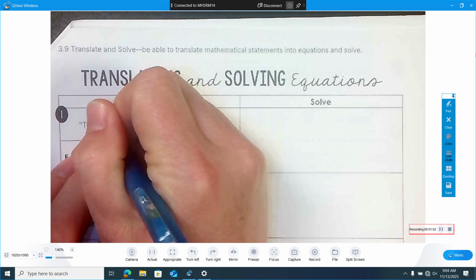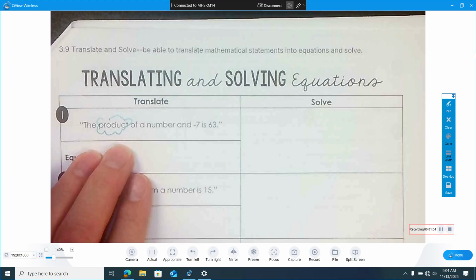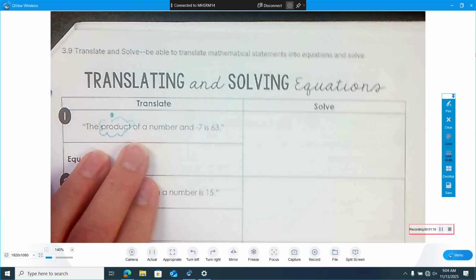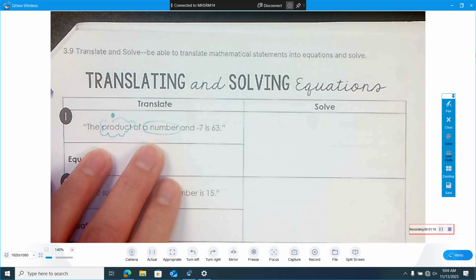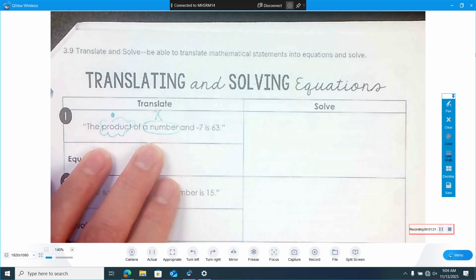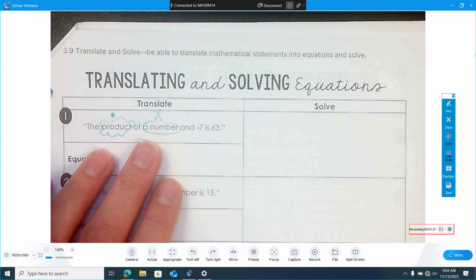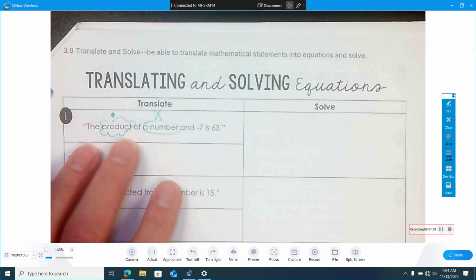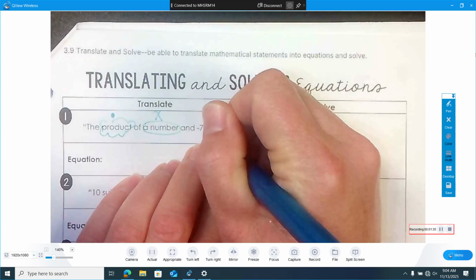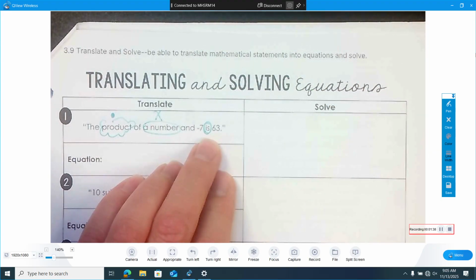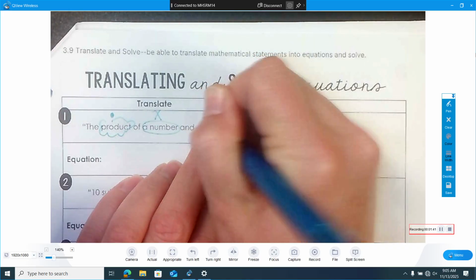So what does product mean? Multiplication. So this means times. And it says the product of a number. Do we know what the number is? No, we don't. Since we don't know what the number is, what do you suppose we're going to call it? An x. Yeah, any letter we want. It's the unknown, so that's our variable. Anytime we see a number, we can call it the x. And it says the product of a number and -7 is 63. What does the word is mean? Equals. Very good. So that is the equal sign.